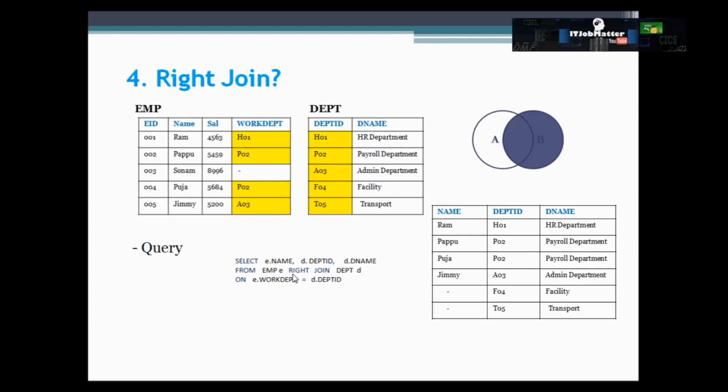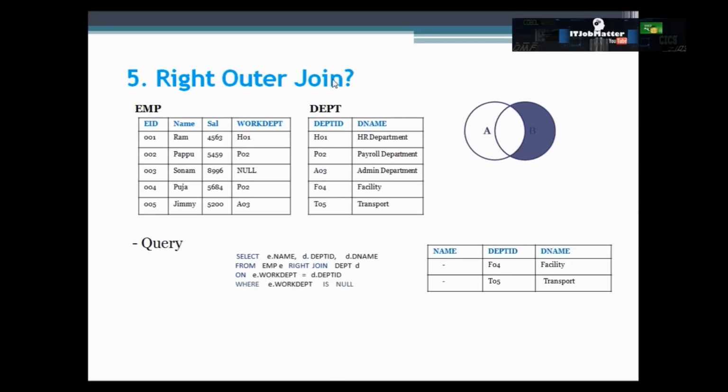Here we need to use the right join keyword to perform the right join operation, and here you can see the result set. Here all the rows are coming from the department table as it is on the right side, and only the matching rows are coming from the left side table, which is the employee table here.